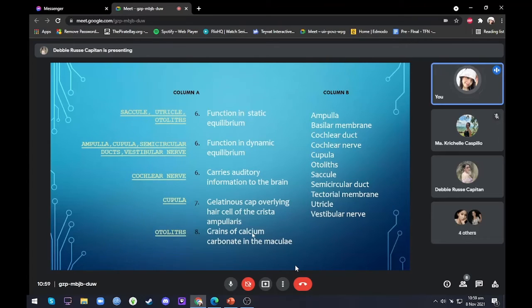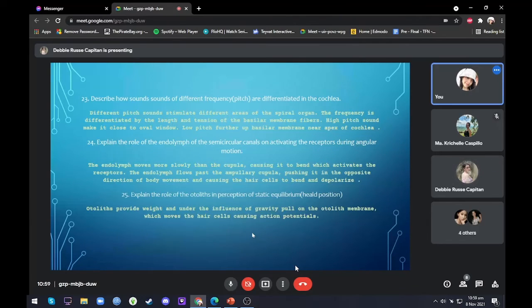Number 8, this carries the auditory information to the brain. This is the cochlear nerve. Number 9, gelatinous cap overlying hair cells of the crista ampullaris. This is the cupula. And lastly, the grains of calcium carbonate in the maculae. This is the otoliths.